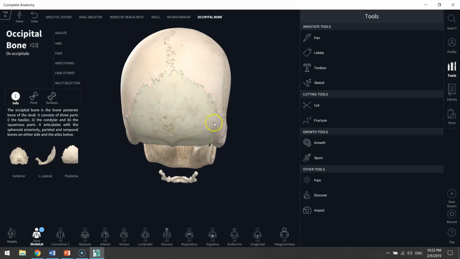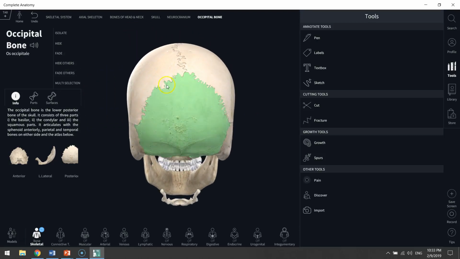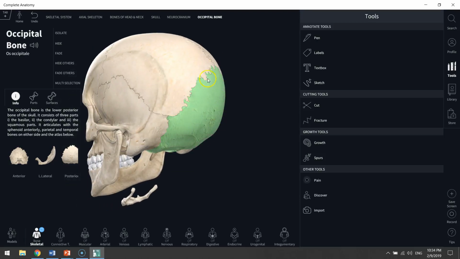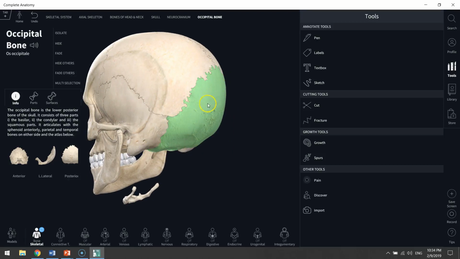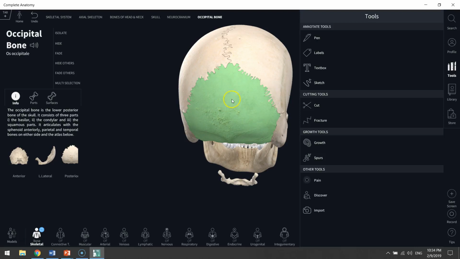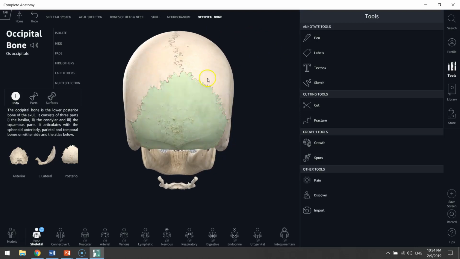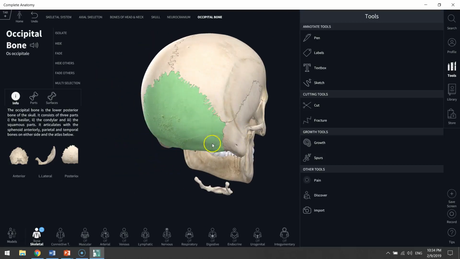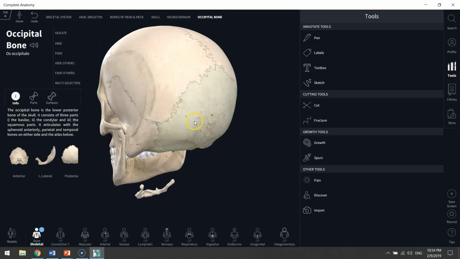This is the occipital bone. As we see, the occipital bone is a single bone that forms both the posterior of the cranium and also the base of the cranial cavity. Posterior superiorly, it forms an articulation with the parietal bones through the lambdoid suture. Laterally, it articulates with the mastoid portion of the temporal bone.